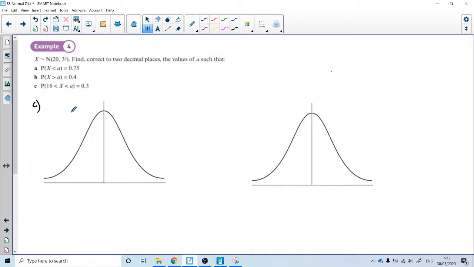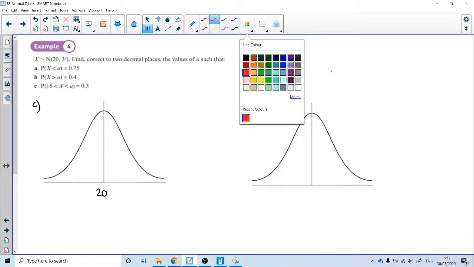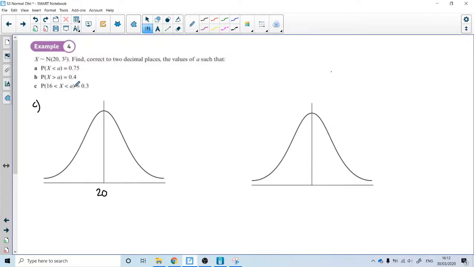Part c is slightly more complicated. Let's draw out the distribution to try and work out what this area represents. So again, we've still got 20 as our mean in the middle of our distribution, and we're told that the probability of x being between 16 and a, so let's label 16 on our diagram, 16 up to some value a, and we know that area there is 0.3. Well, I don't actually know that a is to the left of 20 or to the right of 20. I don't know that yet, but we'll be able to confirm the fact that it is to the left of 20 in a second.